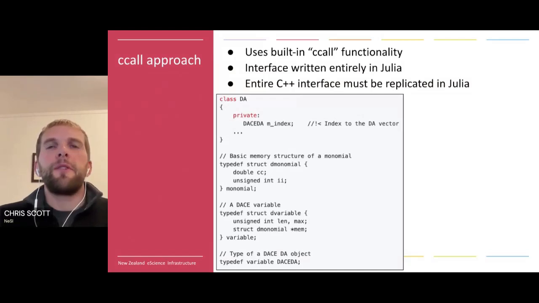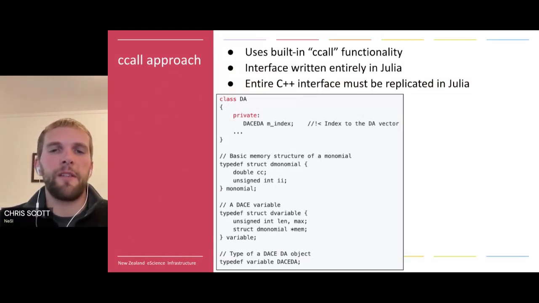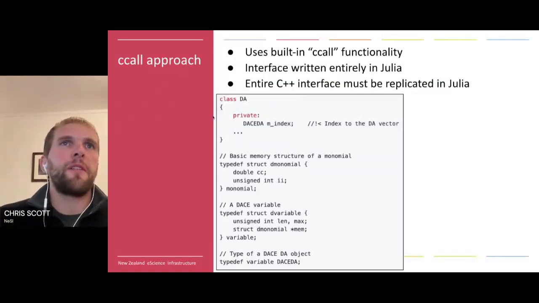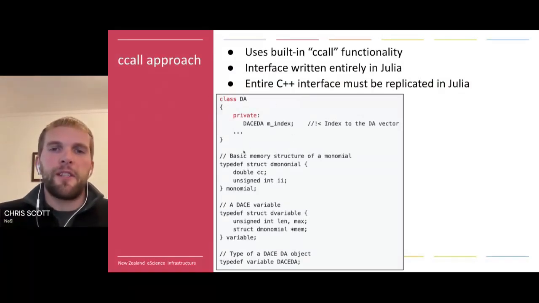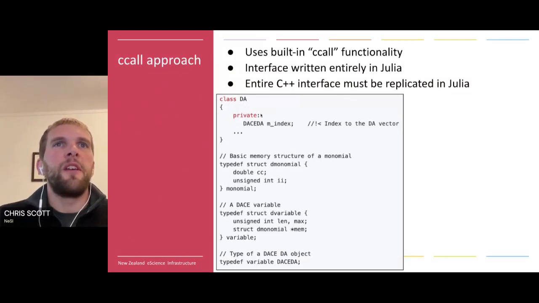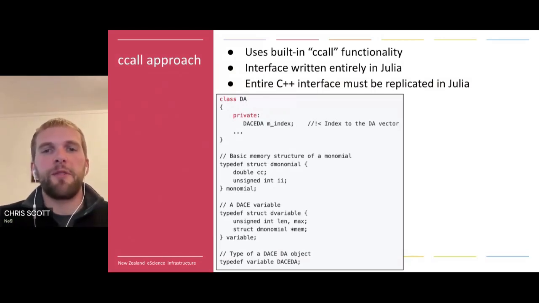And on these next couple of slides, I've just got some examples of a little bit of code. The basic idea here is to show you how much work is involved in creating the interface in this manner. So on the left-hand side here, we have the DA class in C++. And this is the fundamental data type in DACE, which represents a polynomial. Most of it's cut out, but we can see that there is one attribute, DACEDA, called mindex here, which is the fundamental type that gets passed around to all the underlying C routines.